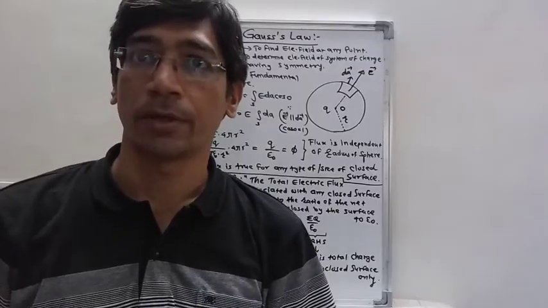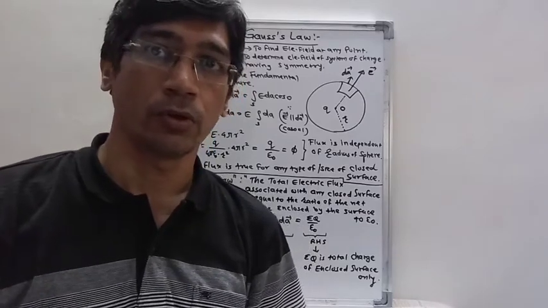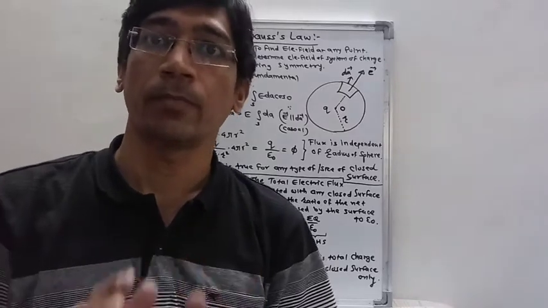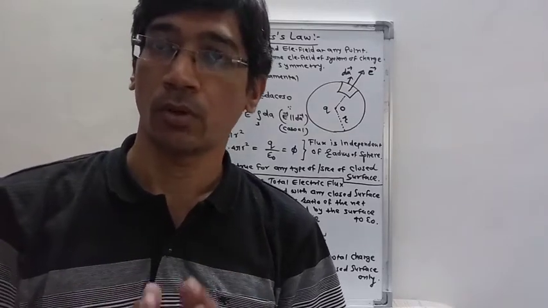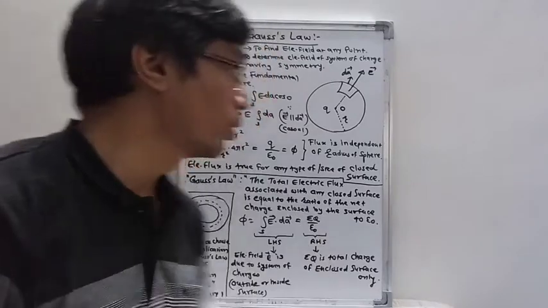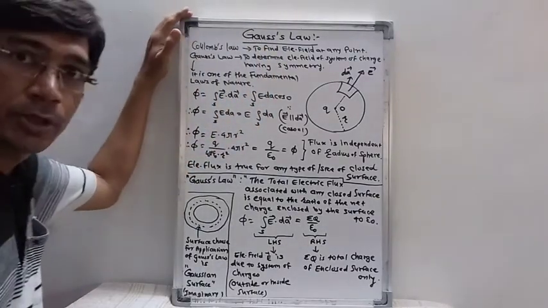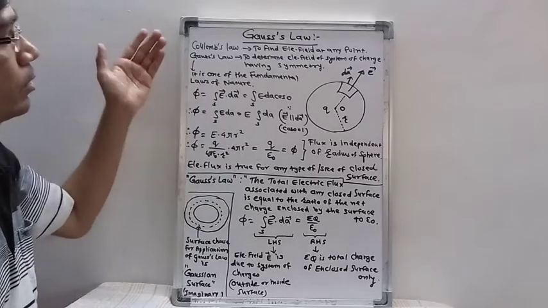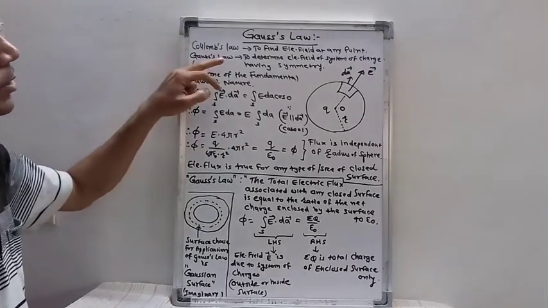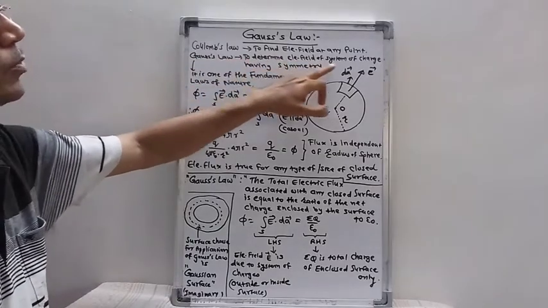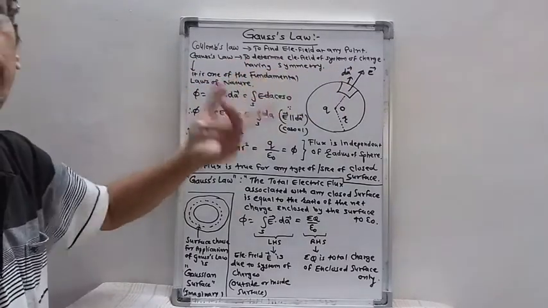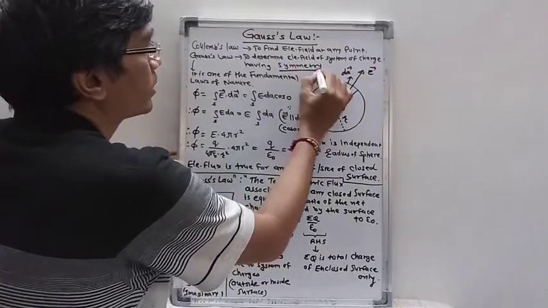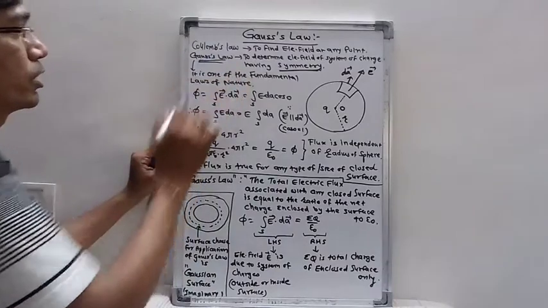Let's take the Gauss theorem. What is the Gauss theorem? The electric flux indicates the Gauss theorem. Now we can compare Coulomb's law and the Gauss theorem and their uses. Coulomb's law is used to find the electric field at any point, but Gauss theorem is used to determine the electric field of a system of charges having symmetry. Only for a system of charges having symmetry do we use the Gauss theorem.